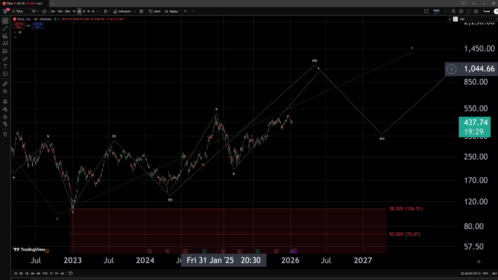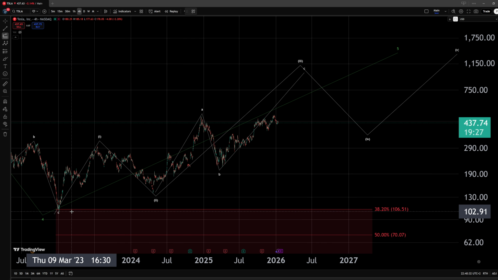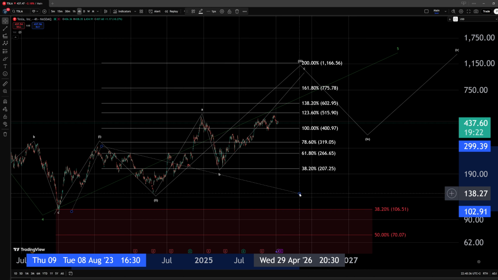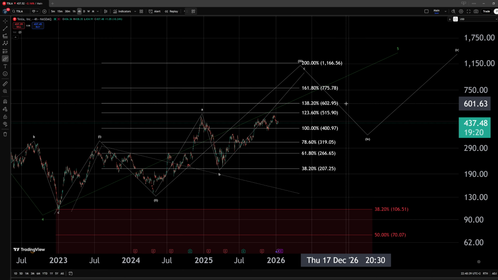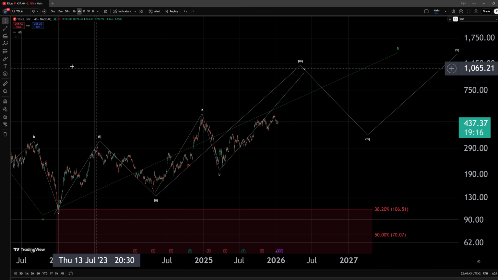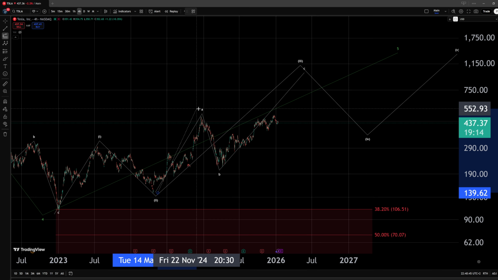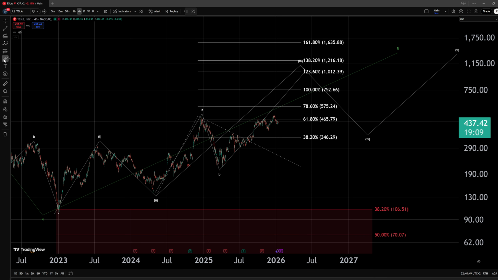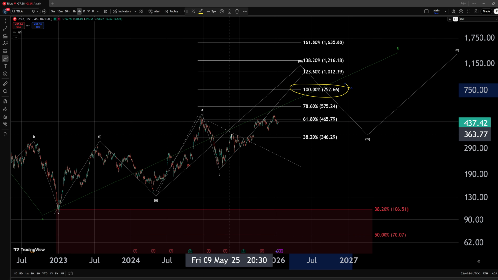Now here we can already look for some targets, because we can look for the ideal target for the wave 3, which is the 138.2% extension of the wave 1, the $600 level. Then we can look for the ideal target for the wave C, which is the 100% extension of the wave A, that is the $750 level. Now keep in mind, for the wave C this is the ideal target. It certainly doesn't need to get there.